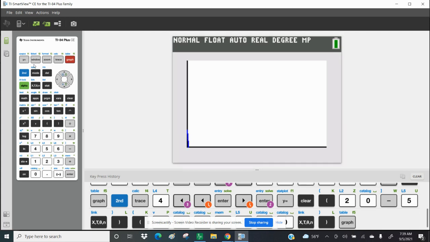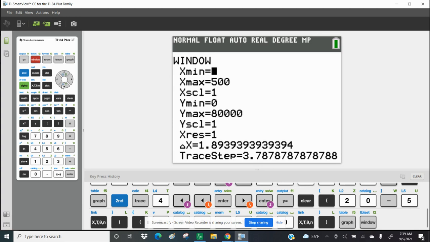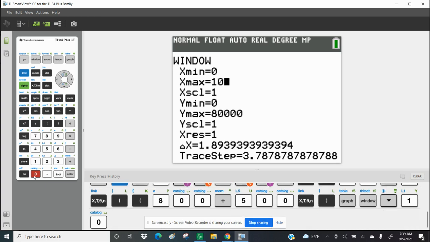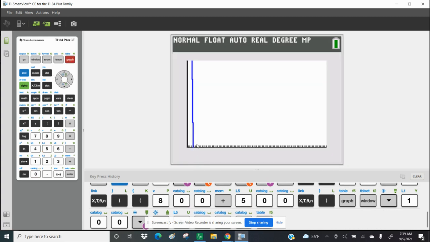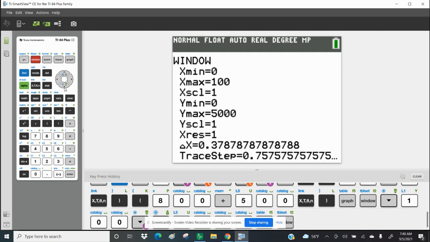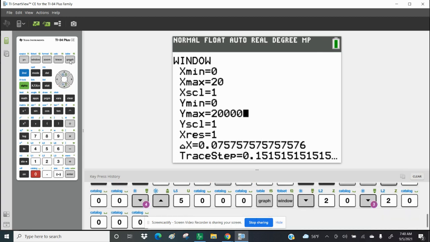So let's go ahead and change. Certainly our x's have to be much smaller. So let's put this down to, I don't know, let's start with 100. Again, it's just a guess. And I'm going to change this to 5,000, just as a starting point. All right, so you can see I need a lot less x's, but I need more y's. So let's make this 20. And let's make this 20,000. And see what we see.